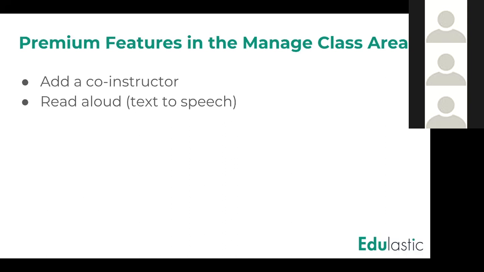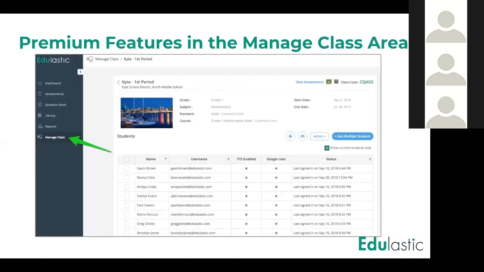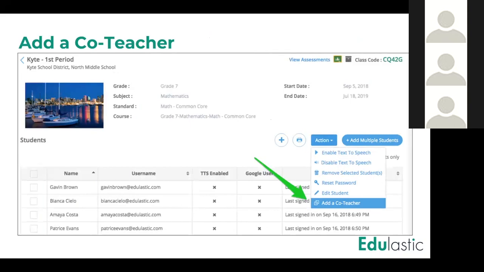So anyway, the premium features in the managed class area, there are 2 of them. And for those of you who are not familiar with the managed class area, it's a tab down, you can see the green arrow here to the left. And this is where you can sync Edulastic with the Google Classroom. This is where you can add multiple students, change student passwords, etc. You can also add a co-instructor here. This used to be something where you'd have to call our support team to do with premium access. Now you have it. That's just a button on the screen for you. So you can add a co-teacher and they would get complete access to the class just like you.